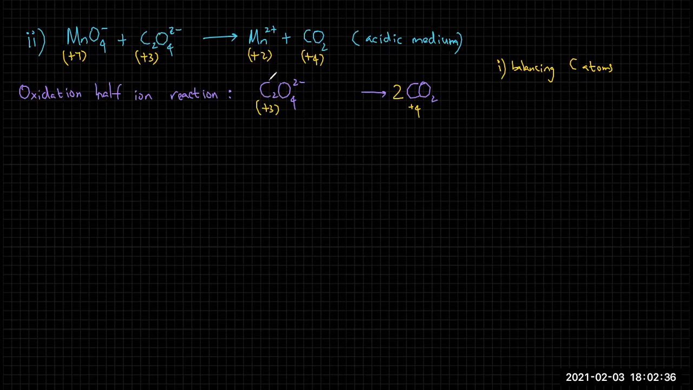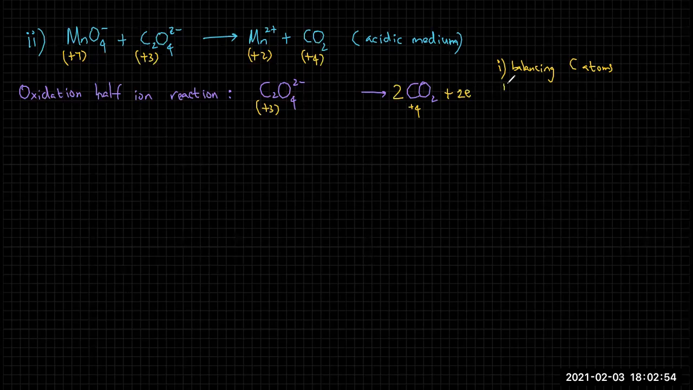The next step: +3 to +4, the change in oxidation number is 1, but there are 2 carbon atoms. Therefore, how many electrons are going to be released? 2 electrons. Guys, there are 2 carbon atoms. Each carbon atom's oxidation number has changed from +3 to +4, so each carbon atom will be releasing 1 electron. Therefore, you have to put 2 electrons.